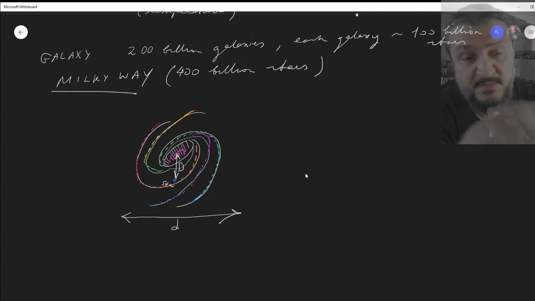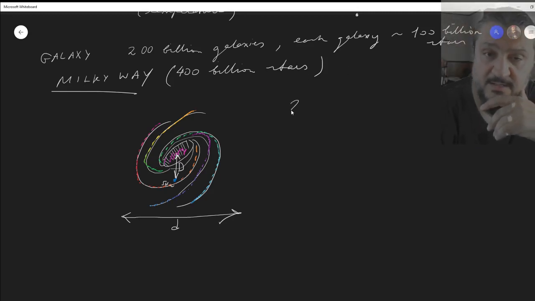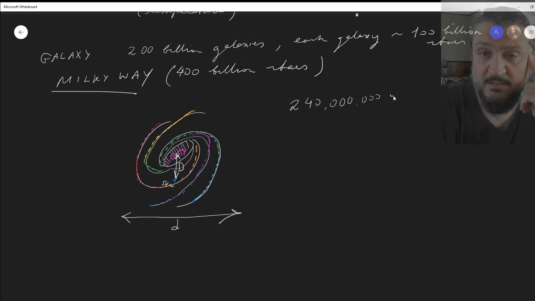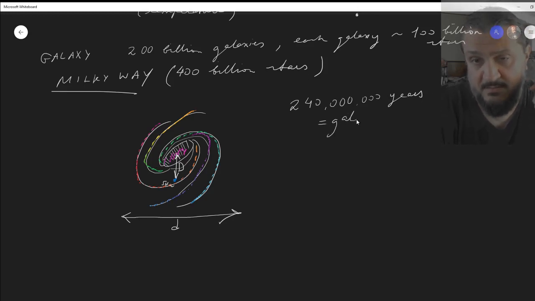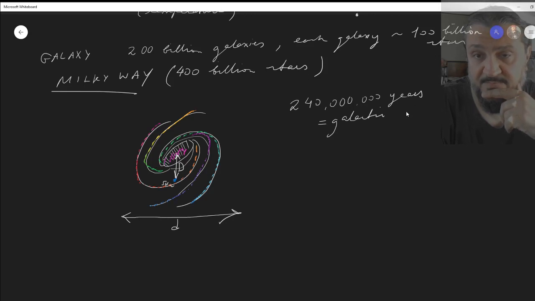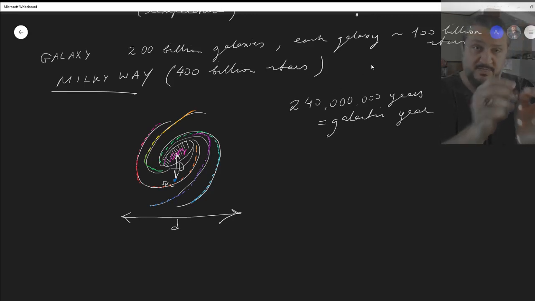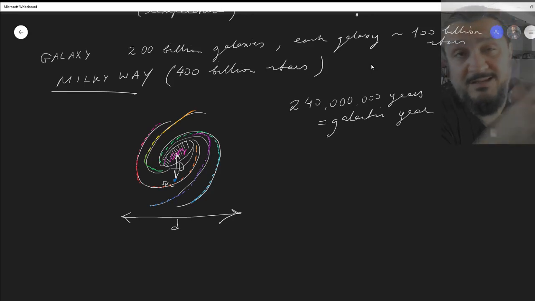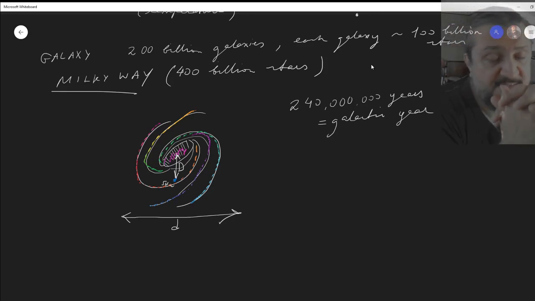To give you an idea, the Sun completes one cycle around the galactic center in 240 million years, which is called a galactic year for the Sun, of course. For another star in a different arm, it will be a different number. One galactic year is the time to complete one cycle around the galactic center. That's 240 million years. So think about it.